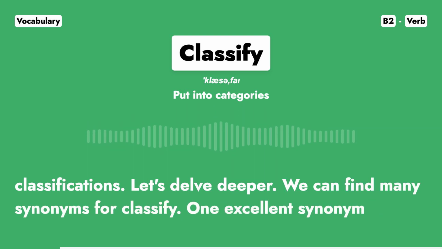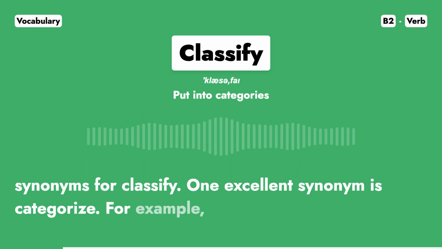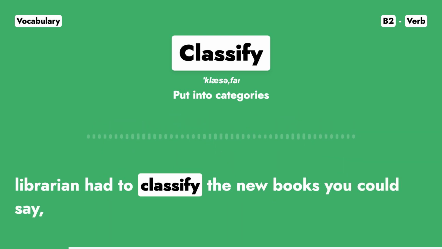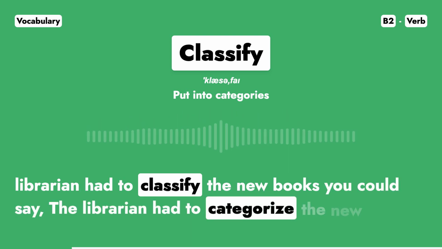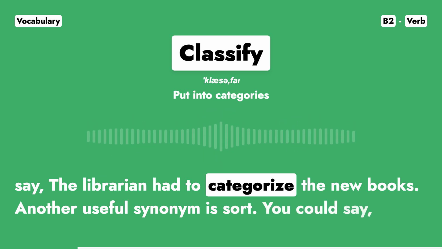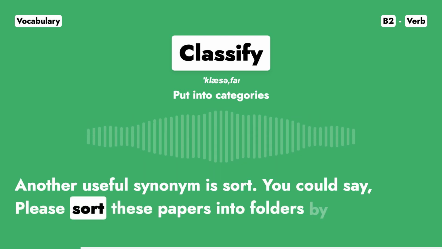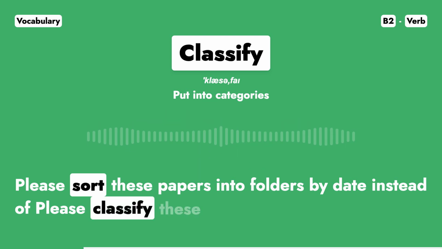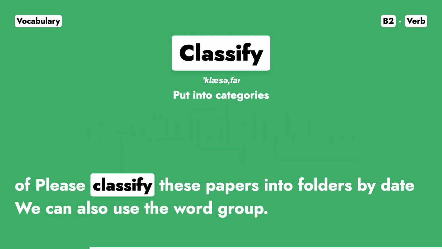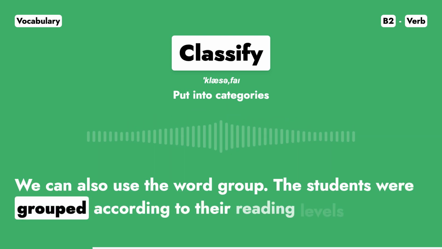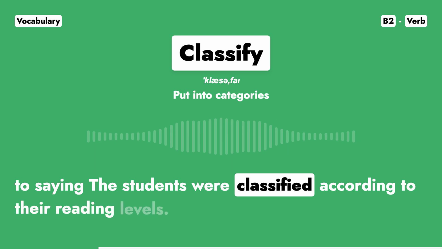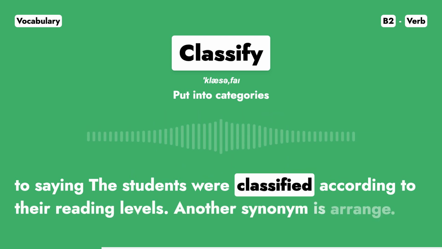One excellent synonym is categorize. For example, instead of saying the librarian had to classify the new books, you could say the librarian had to categorize the new books. Another useful synonym is sort. You could say, please sort these papers into folders by date instead of please classify these papers into folders by date. We can also use the word group. The students were grouped according to their reading levels is similar to saying the students were classified according to their reading levels. Another synonym is arrange.